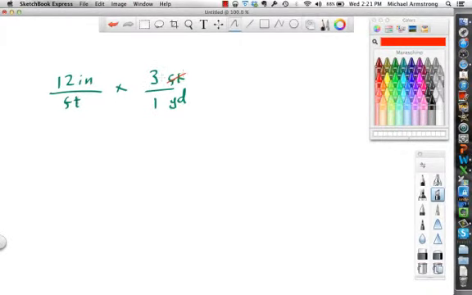So my feet cancel, leaving me with yards. 12 times 3 is 36 inches, because I'm left with inches, per 1 yard. See, 1 times 1 is 1. 12 times 3 is 36. And I've gotten rid of feet, and I'm left with inches per yard. 36 inches per yard. That's how that goes. That's all you have to do for this lesson. Actually, there's probably some other things, but this is the concept that we're building on.